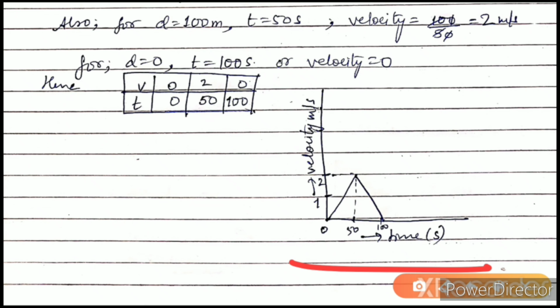Here time will remain same, 0, 50, 100, but in case of velocity we will write 0, 2, 0, because here you can see the values are 0, 2, 0. Okay, 3 points are sufficient. So this will be the velocity versus time graph.